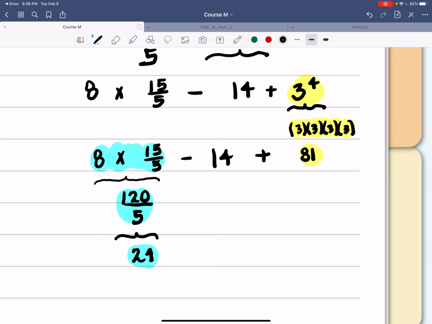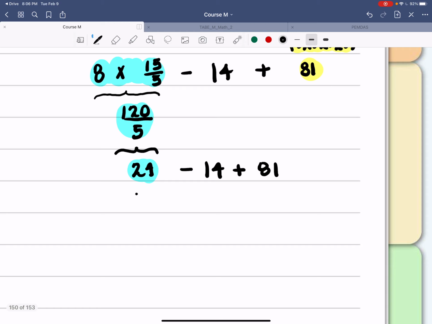I said 8 times 15, and then divided it by 5. And then I copy. And I'm left with adding and subtracting left to right. 24 minus 14 is 10, plus 81 is 91. That, my friends, is not an easy problem.